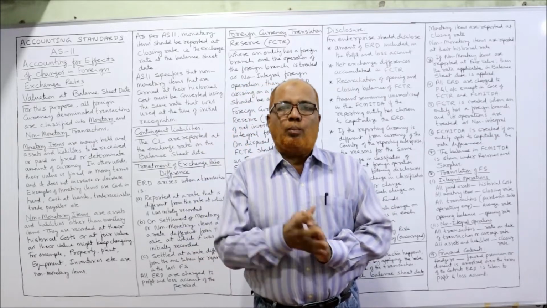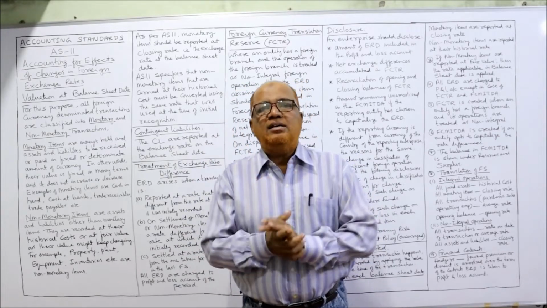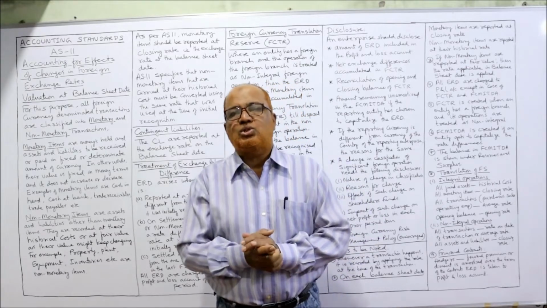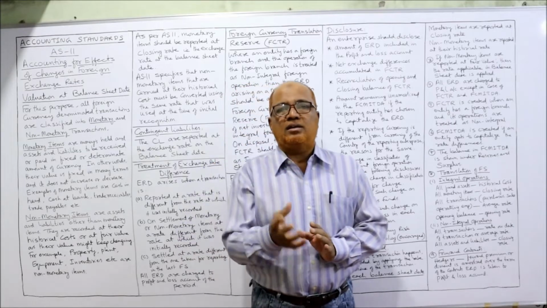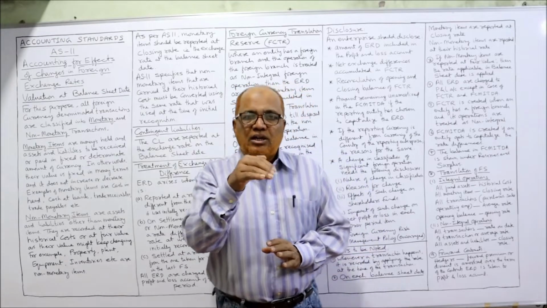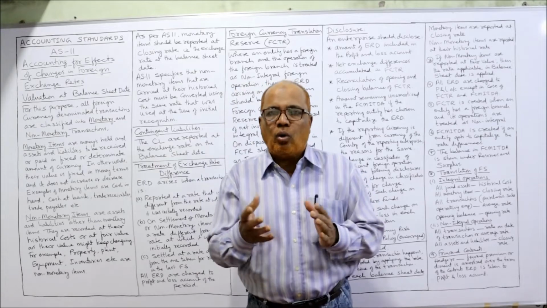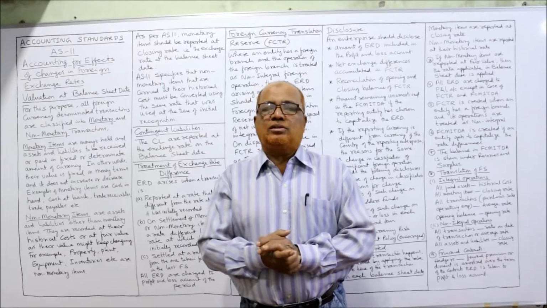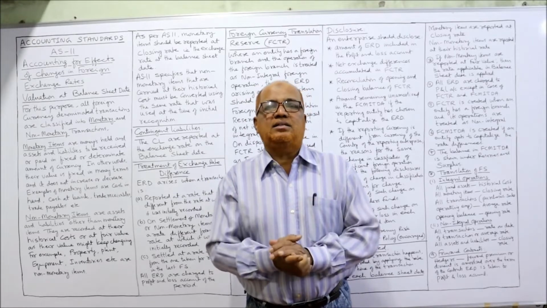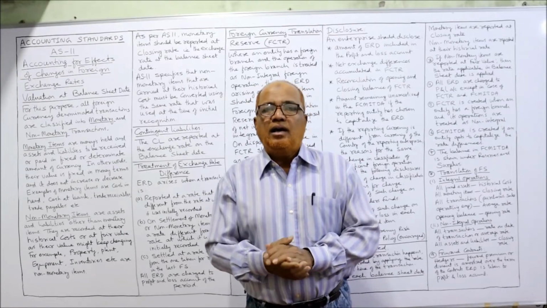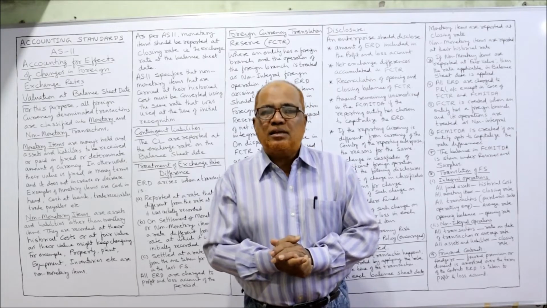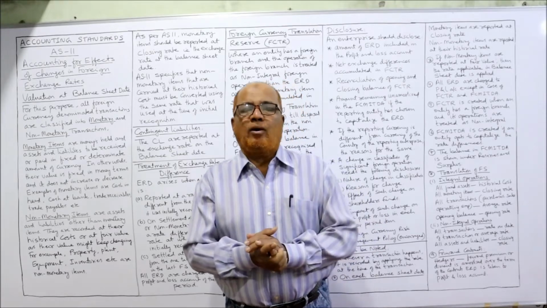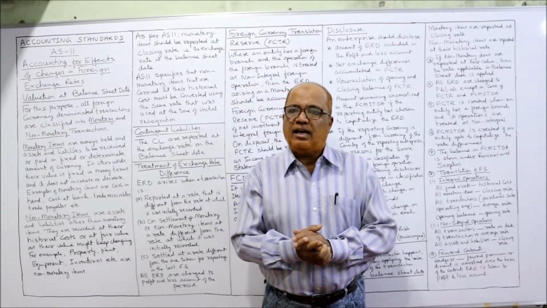That means what is the scope? Accounting Standard 11 is applicable for accounting for those transactions which are concerned with foreign currencies, and we have to convert them into reporting currency or home currency. Secondly, financial statements of foreign operations should be translated into reporting currency. Lastly, forward contracts in currencies. This is the scope of AS11.